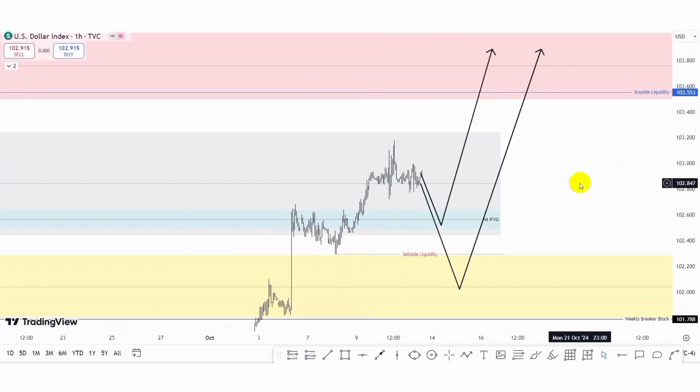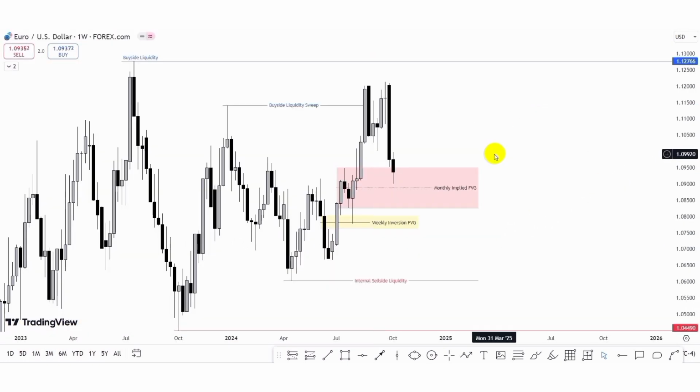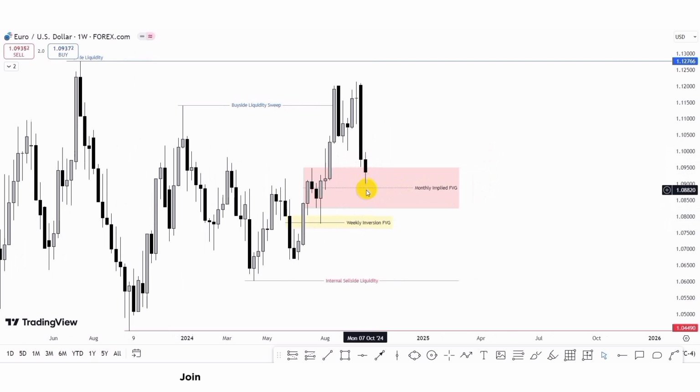So let's check out the EURUSD pair. So guys, this is the EURUSD pair and this is the weekly time frame. So last week we identified the monthly implied fair value gap. And in the weekly time frame, we can see this institutional order flow. So we expected to see the push of price into the monthly implied fair value gap because we can see we have this institutional order flow, we have this order block.